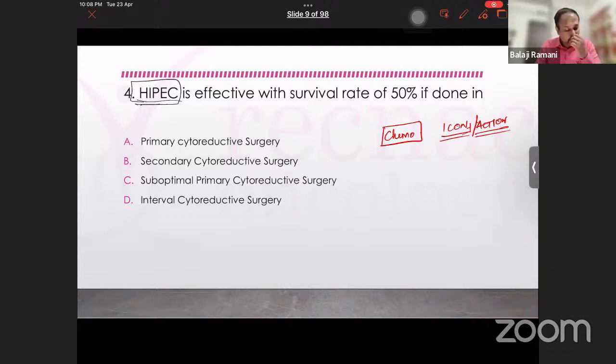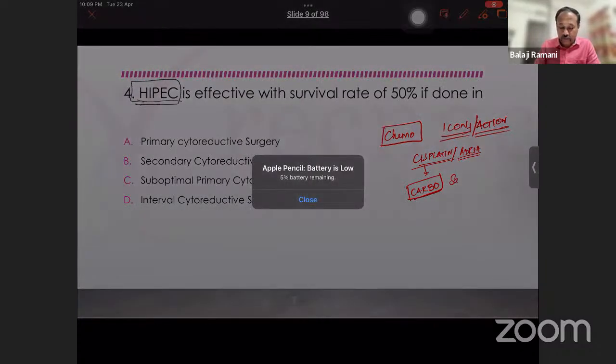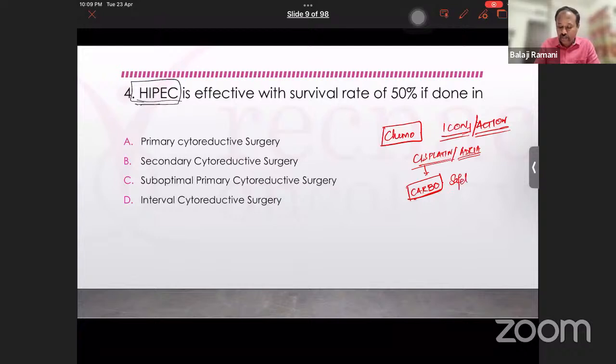The initial agent which was used was cisplatin, actually. Cisplatin, and I believe it was adriamycin, if I'm not wrong. Adriamycin is still used in some of the centers. Cisplatin adriamycin was the drug used initially. Later on, other trials showed that cisplatin is replaced by carboplatin, which showed a much better safety profile. The efficacy is going to be the same, but the safety profile was better with carboplatin.